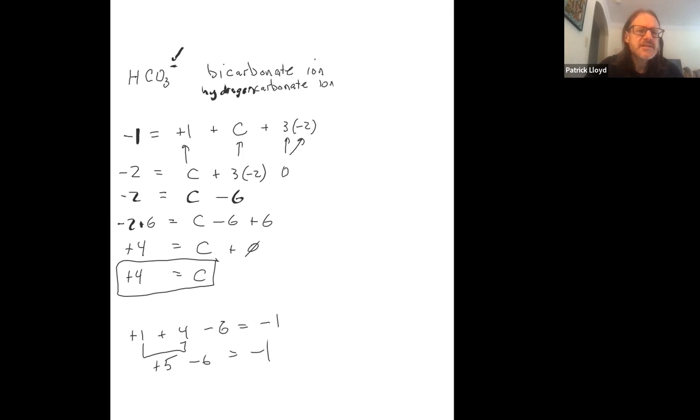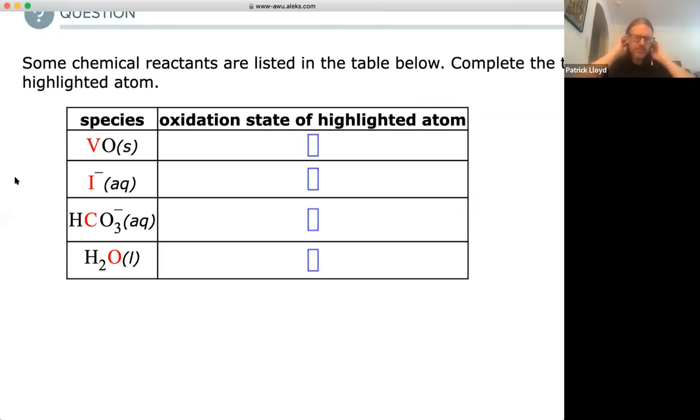Let me show you one more. I want to show you one that has a transition metal. So here's one, vanadium oxide. We'll go through this real quick. So notice VO, solid, that's a compound, right? There's no charge. It's not VO negative or VO positive, it's VO. So that's a compound, so they have to add up to 0. So this one's easy. Oxygen is -2. Vanadium's got to be +2. +2 and -2 add up to 0. So V is +2.